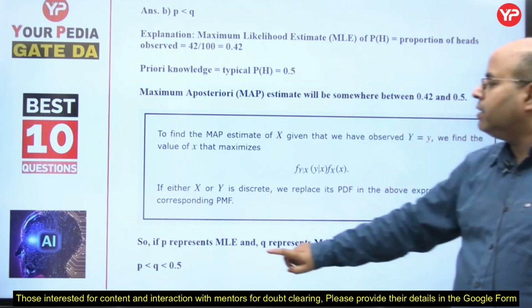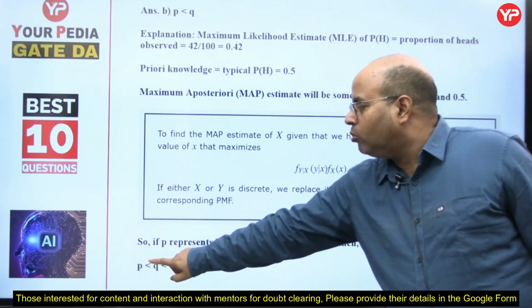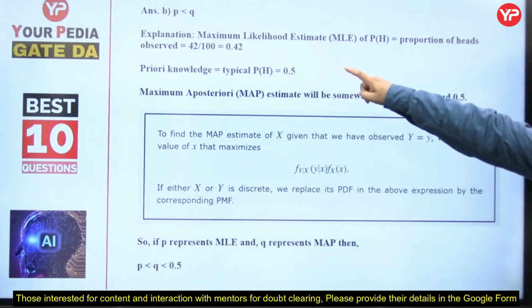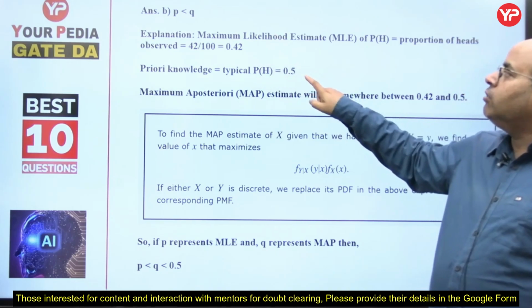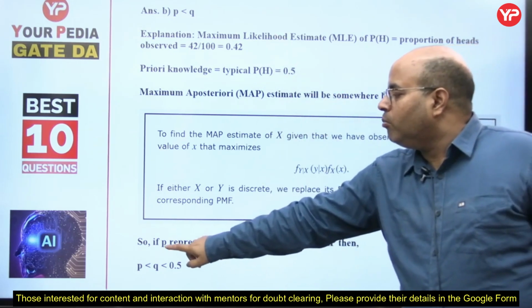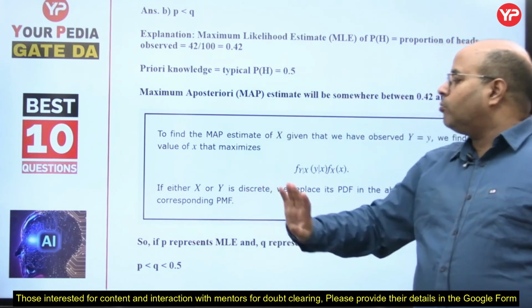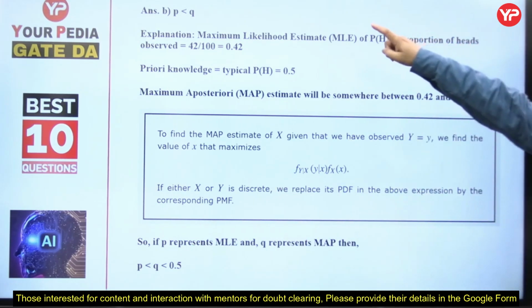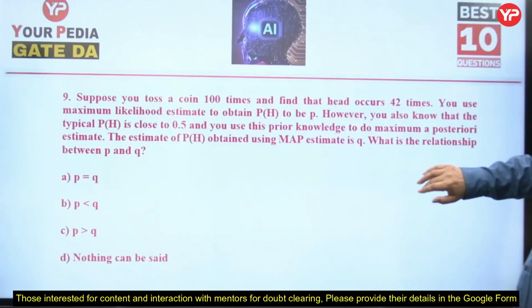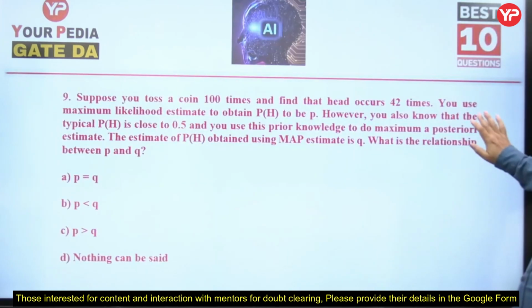So Q will be more than P because P is 0.42, and Q is lying between 0.42 and 0.5. So Q will be more than P and less than 0.5, in between. So P is less than Q is the answer for this one. P is less than Q, that is B.